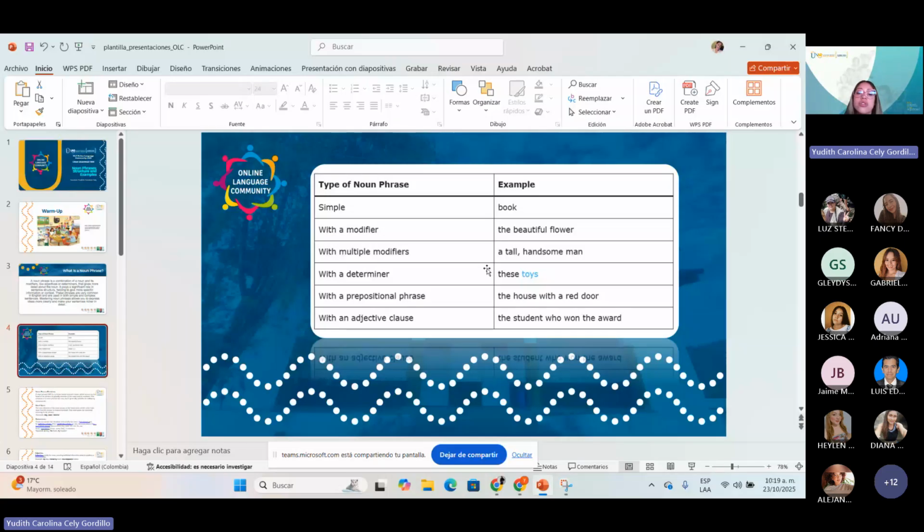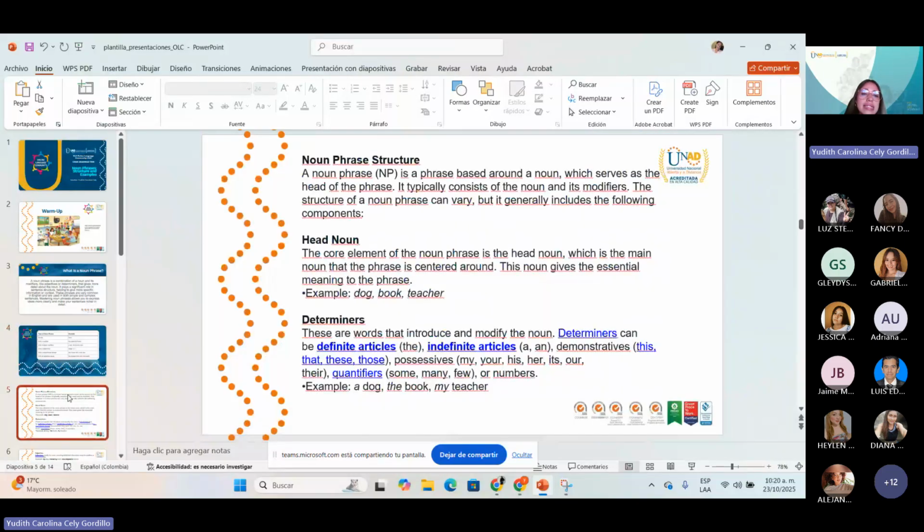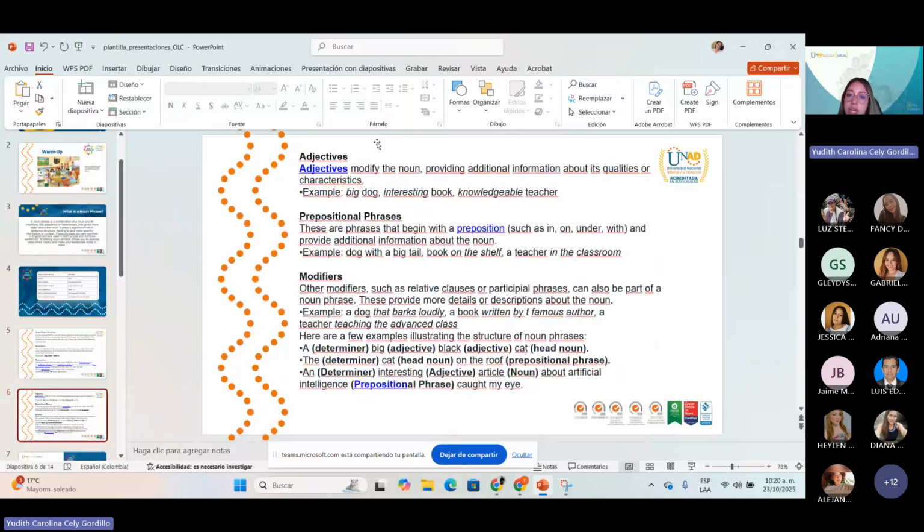These toys use demonstratives, and about the prepositional phrase, using all those words that you can connect to all the ideas. For example, the house with a red door, and using the colors, that is the clothes, the adjective. Okay, in this part, you have the adjectives that you can recognize in the first type.